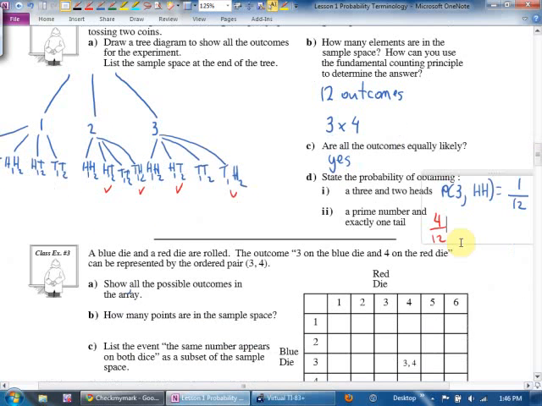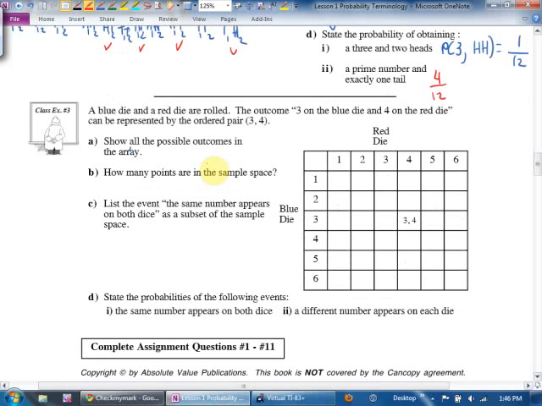Tree. When will I use a chart? Anytime I'm dealing with two dice. You know why? How many outcomes are there using the fundamental counting principle with two dice? How many branches would my tree have if I used a tree then? 36. No. Trees are for smaller samples, but they're better in a lot of ways.